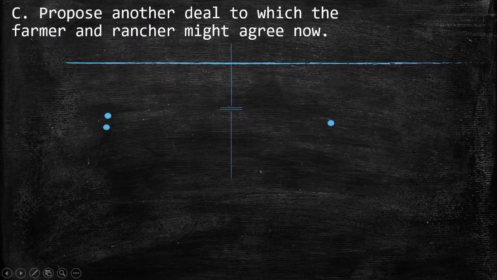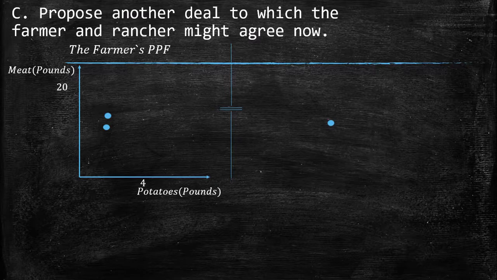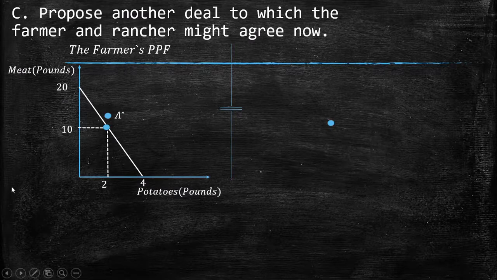Okay, so propose a deal to which the farmer and rancher might agree now. Here we have the farmer's production possibility frontier, measured in pounds of meat and pounds of potatoes. If he devotes all resources to the production of potatoes, he will have 4. In the other case, if he devotes all his resources to meat, he's going to have 20. So here is the initial point, in the middle, 10 and 2. This is the initial point.